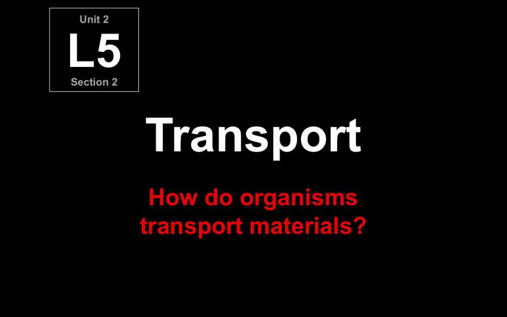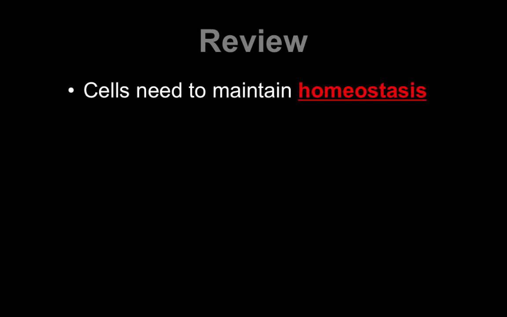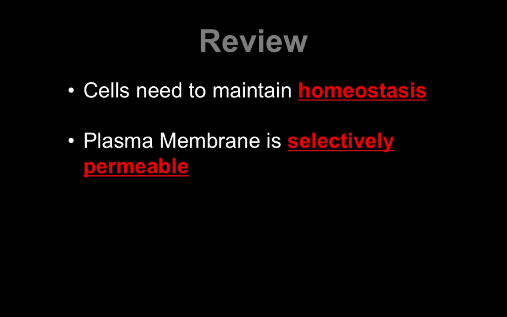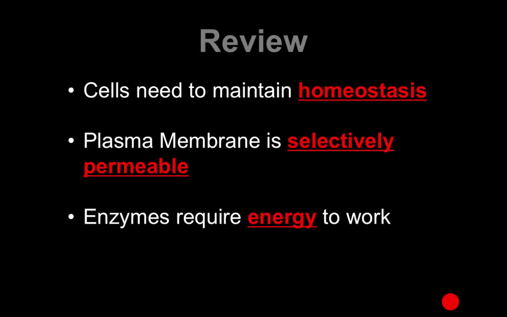In this lesson, we're going to look at transport. So, how do organisms move materials? As a review, remember cells need to maintain homeostasis. The plasma membrane is selectively permeable, so only certain things can go in and out. And enzymes require energy in order to work.